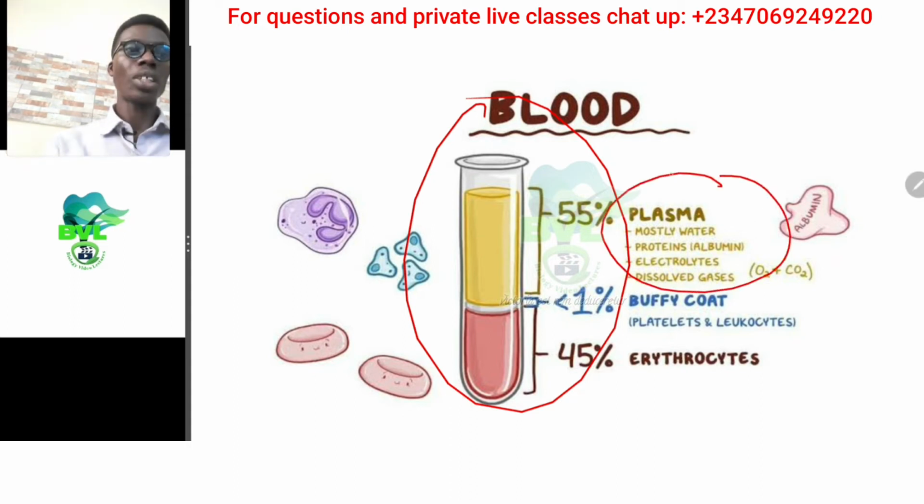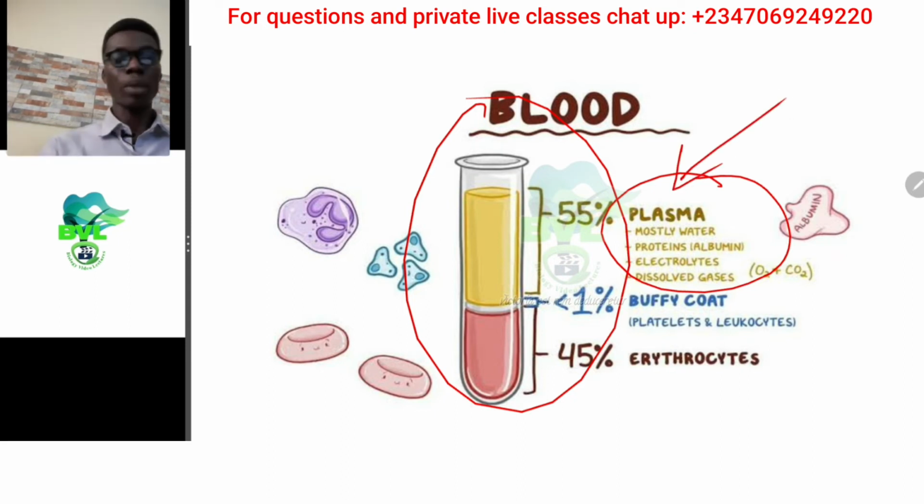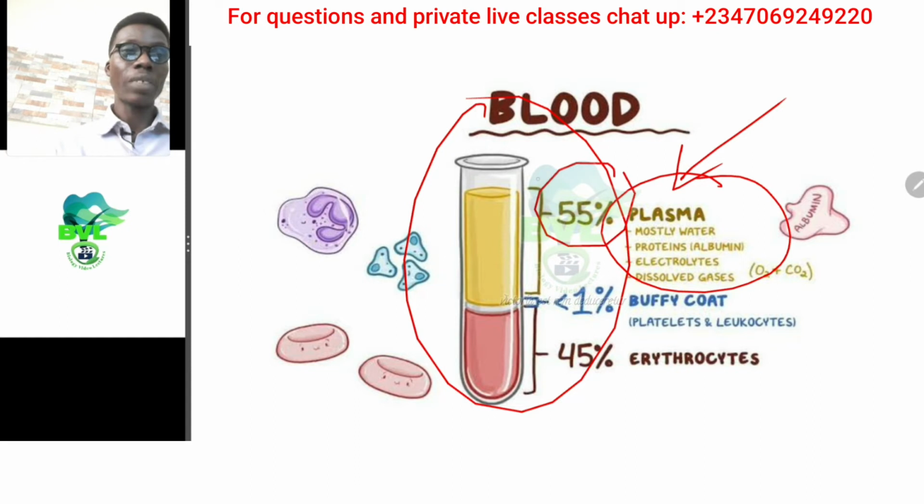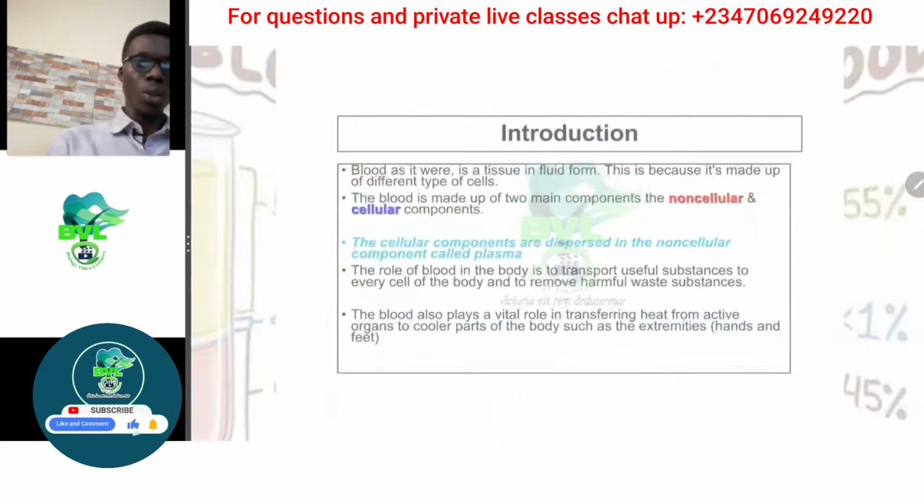This upper layer, which is like the water or the fluid aspect of blood, or non-cellular aspect of blood, is called plasma. That makes 55% of blood. Then the red blood cell, which is the erythrocyte, and the buffy coat, which is platelet and leukocyte. So this is the platelet, this is your white blood cell. Leukocyte, same thing as saying white blood cells, of course. All right, so let's dive into the main thing.